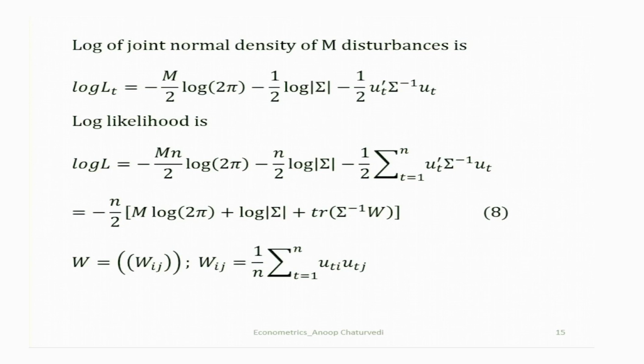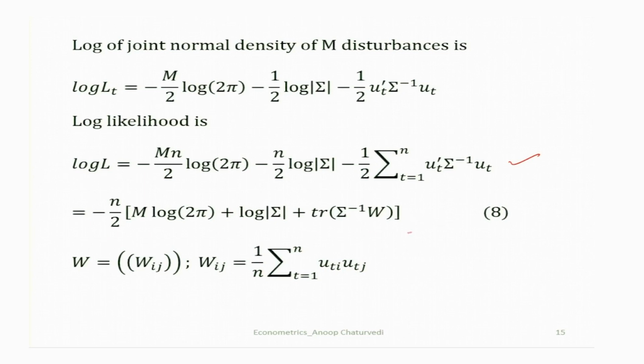So, we get this log likelihood function under the assumption of normality of disturbances, and then we write it as, say, minus n by 2 times m log 2 pi plus log determinant of sigma plus trace of sigma inverse W, where W is the matrix with elements w_ij, and w_ij is defined as 1 upon n summation t equal to 1 to n u_ti u_tj.